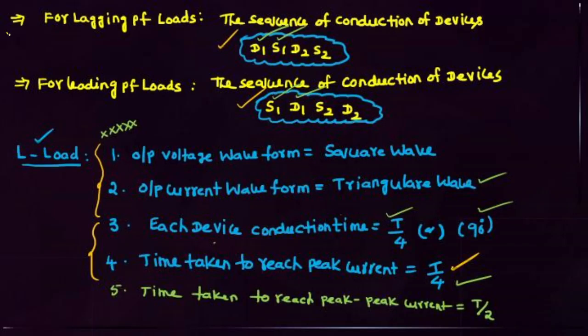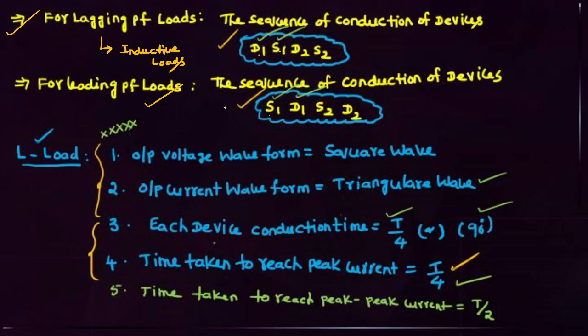These observations are important. For lagging power factor loads, if they ask what is the sequence of conduction of devices, start with diode, next switch. First diode, next switch. Simply remember, lagging power factor loads means inductive loads. If any question is asked about the sequence of conduction of devices, not only for pure L load, if there is an inductive nature, then first diode, next switch will conduct. For leading power factor loads, you have to take it like this: first switch, next diode. S1, D1, S2, D2.